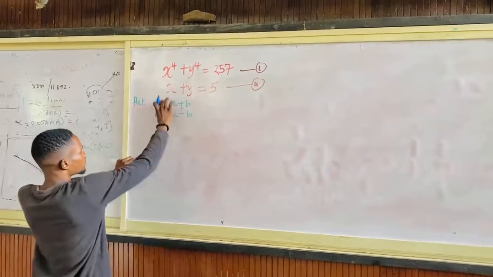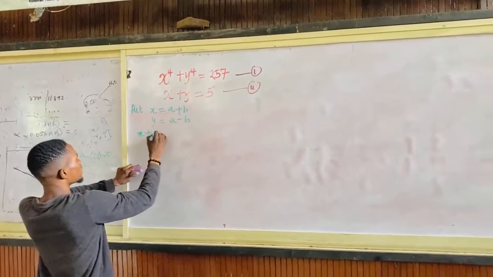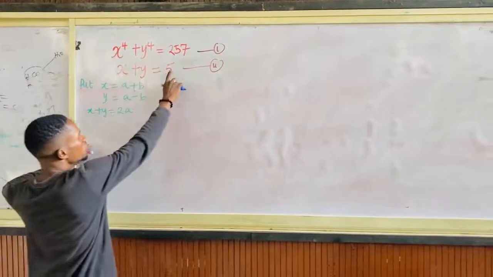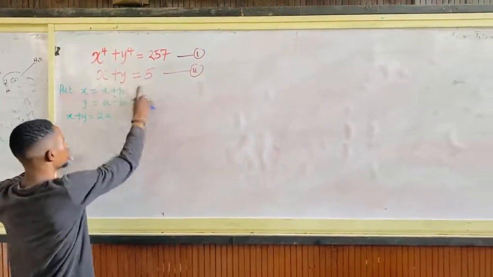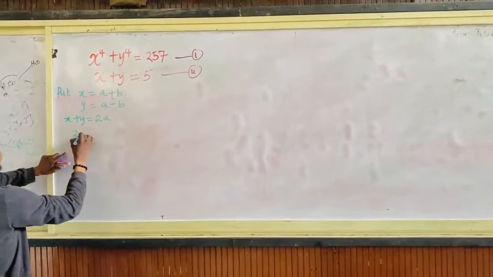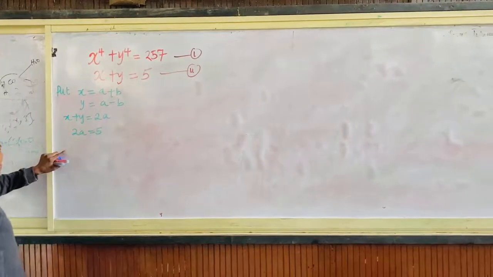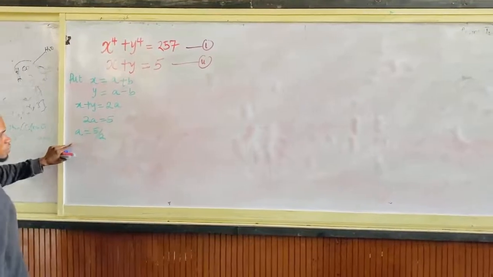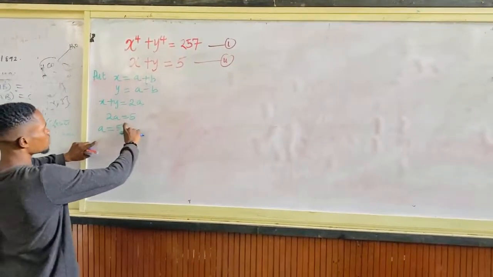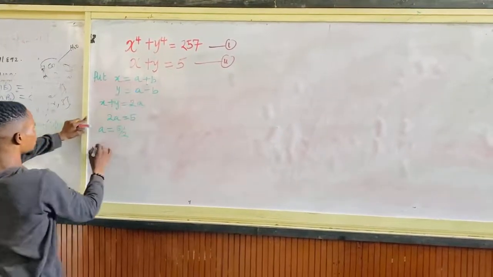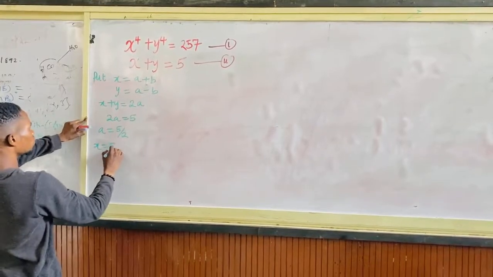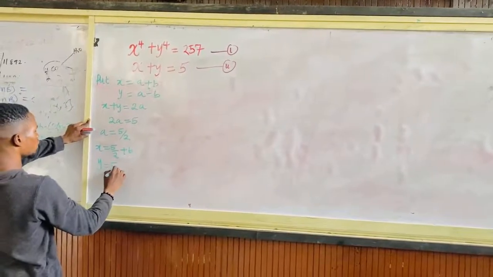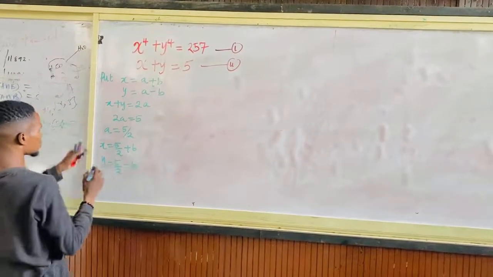So from here, x plus y gives 2a. And for my equation, x plus y is 5. So that means 2a is given as 5, and a is 5 over 2. Now since a is 5 over 2, that means x is 5 over 2 plus b, and y is 5 over 2 minus b.